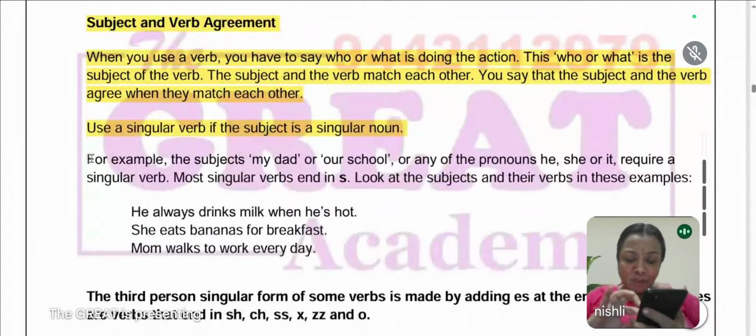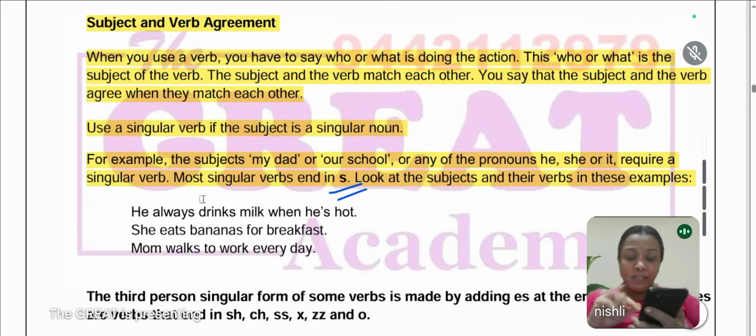Use a singular verb if the subject is a singular noun. For example, the subjects my dad or our school, or the pronouns he, she or it, require a singular verb. Most singular verbs end in S. Look at the subjects and their verbs in the sentences below. He always drinks milk when he is hot. He is the subject and drinks is the verb. She eats banana for breakfast. Eats is the verb and she is the subject.